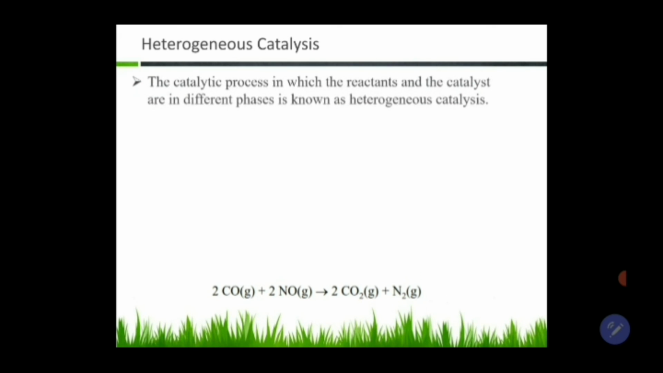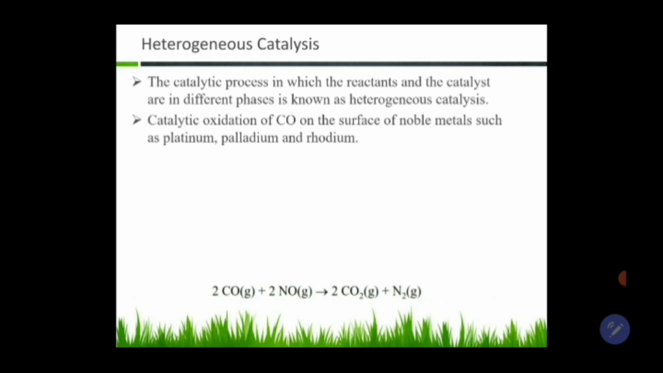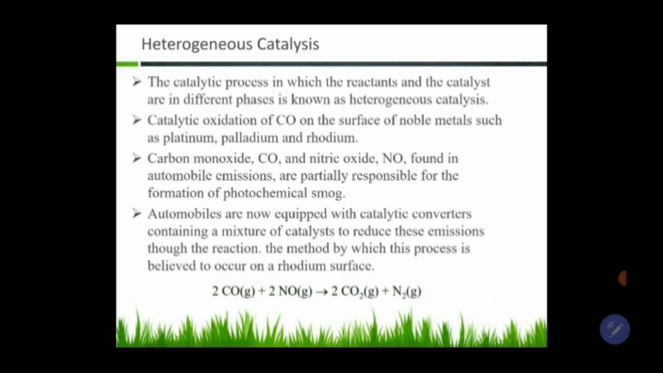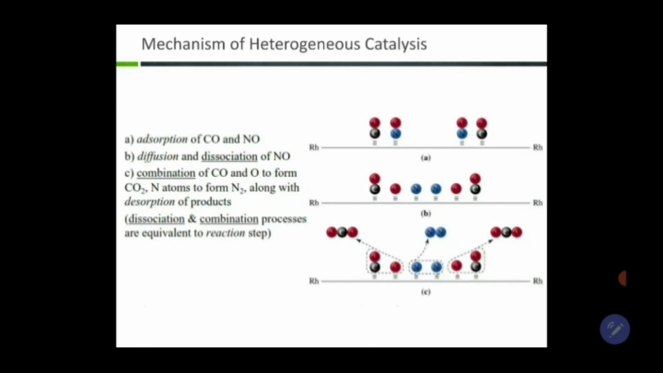Now let us get into heterogeneous catalysis. The catalytic process in which the reactants and the catalyst are in different phases is known as heterogeneous catalysis. Catalytic oxidation of carbon monoxide on the surface of noble metals such as platinum, palladium and rhodium is an example. The carbon monoxide and nitric oxide found in automobile emissions are partially responsible for the formation of photochemical smog. Automobiles are now equipped with catalytic converters containing a mixture of catalysts to reduce these emissions through the reaction. This process is believed to occur on the rhodium surface, so it is a heterogeneous catalysis.